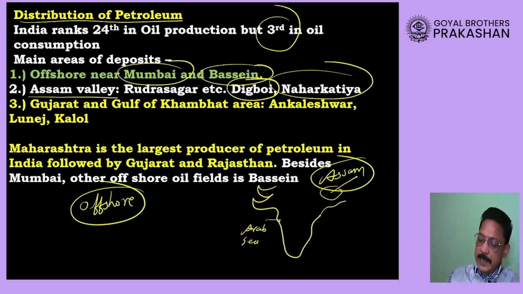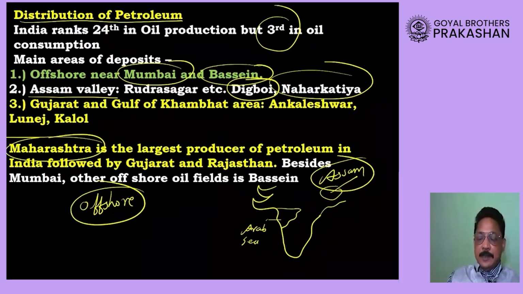Now Mumbai High is actually a place about 176 kilometers from the seashore, and it therefore belongs to Maharashtra. So we say Maharashtra is also a large producer, and in fact Maharashtra is the largest producer of petroleum in India, followed by Gujarat and Rajasthan.